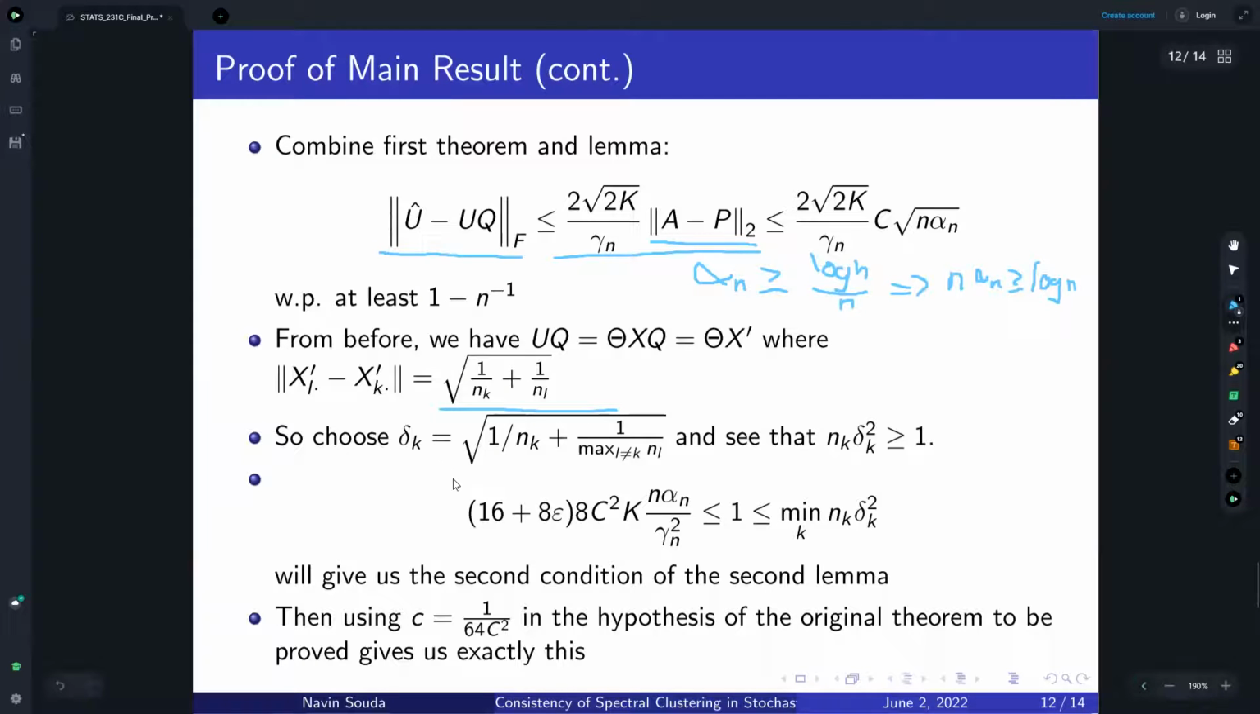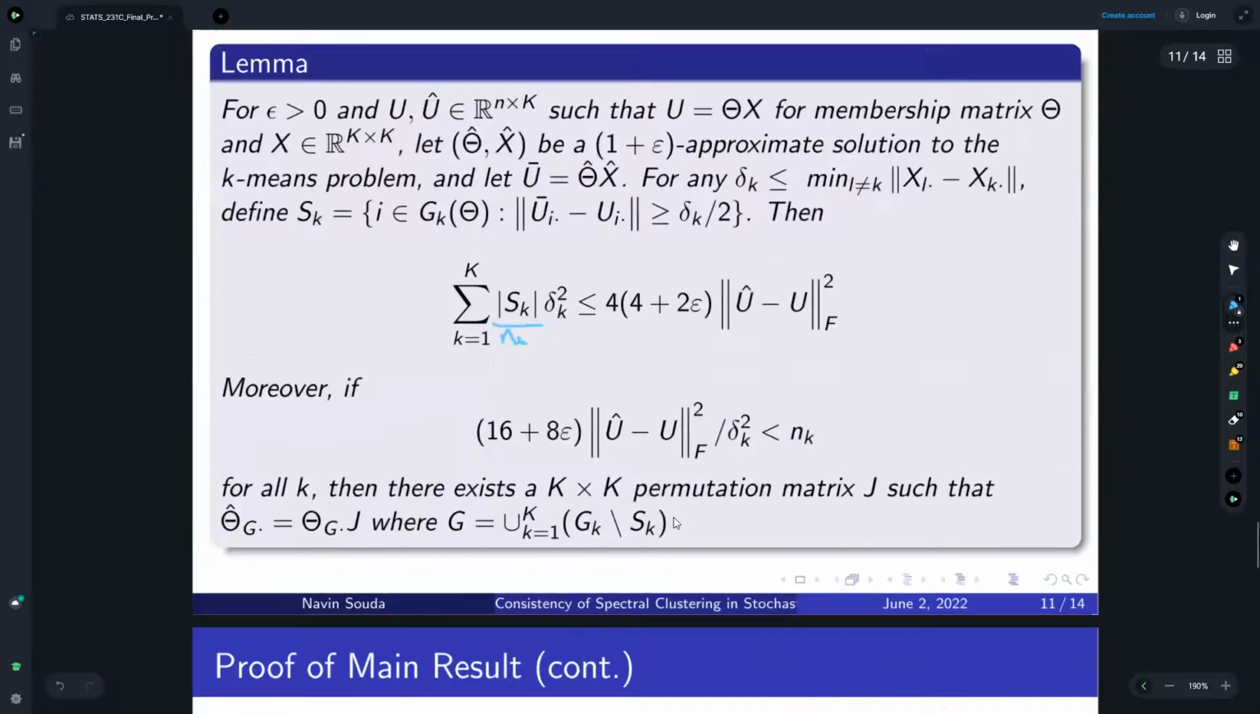And so we can choose our delta k by taking the l that maximizes community size and makes this fraction as small as possible. And then it's pretty easy to see that n_k times delta k squared is greater than or equal to 1. So we just square this, and then if we multiply by n_k, we get 1 plus something which is positive. So clearly this is greater than or equal to 1.